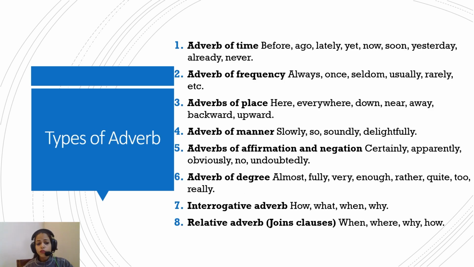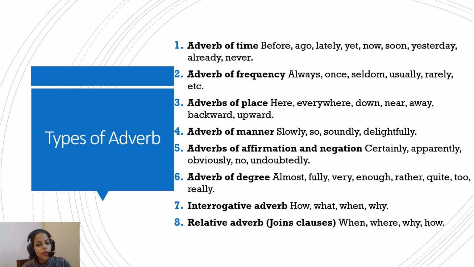Now let's try to understand what are the various types of adverbs. Okay, so in this way we'll be able to understand various phases of adverb. So an adverb can be an adverb of time. It tells when something is happening. So before, ago, lately, yet, now, soon, yesterday, already, never. These are all adverbs of time. Second category is adverb of frequency. So it tells how often something is happening. Is it happening always? Is it happening just once? Or does it happen seldom? Or does it happen usually, rarely, etc.? These are adverbs of frequency.